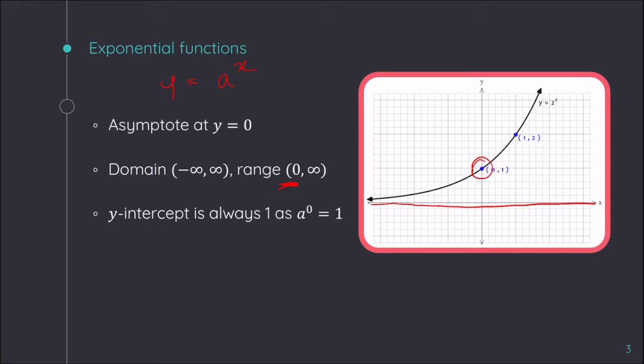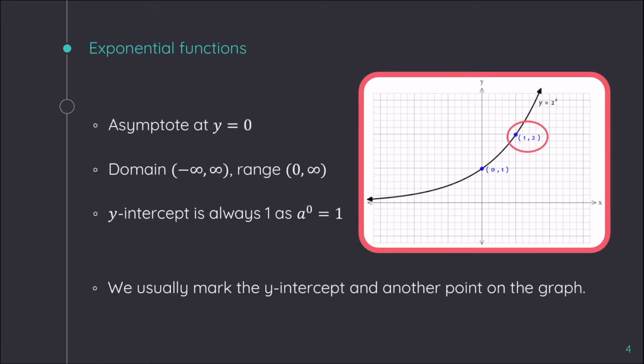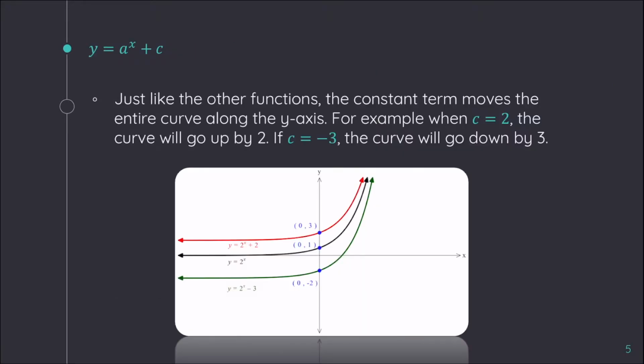And we've got the y-intercept, which is (0, 1), because anything to the power of 0 is going to be 1. Also, when we are doing exponentials, we need to mark another point on the graph, as I did here, because we need to be able to tell the difference between different exponential graphs, and they all kind of look the same. So we need to go over some patterns.